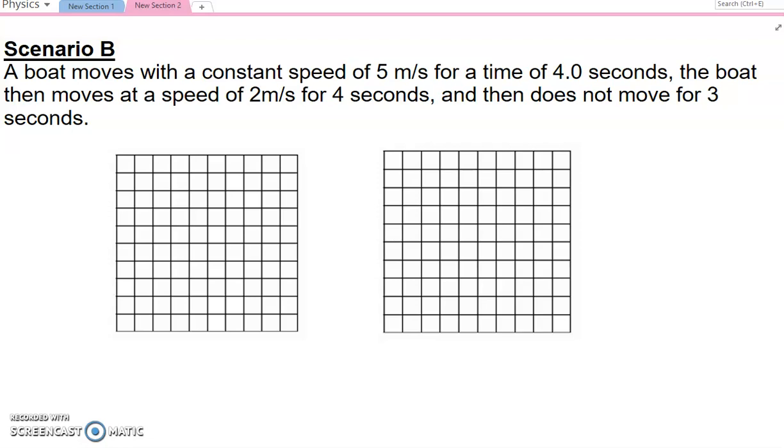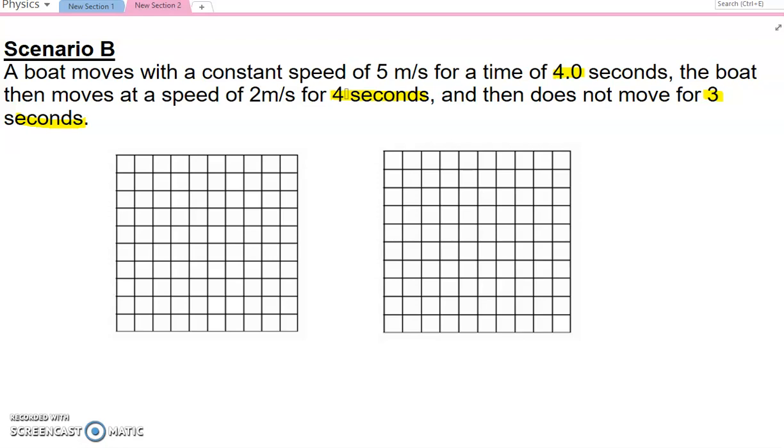So for scenario B, a boat moves with a constant speed of 5 meters per second for a time of 4 seconds. The boat then moves at a speed of 2 meters per second for 4 seconds, and then does not move for 3 seconds. So if I look at my amount of time in here, I have 4 seconds, 3 seconds here, and another 4 seconds here. So 8, 9, 10, 11 total seconds.